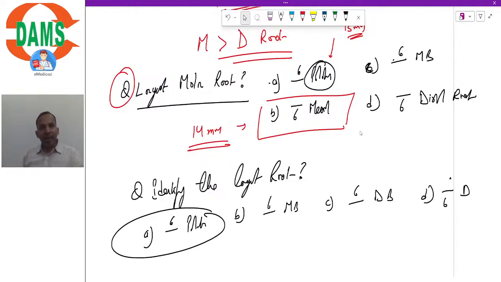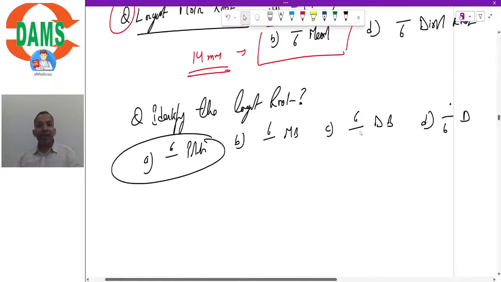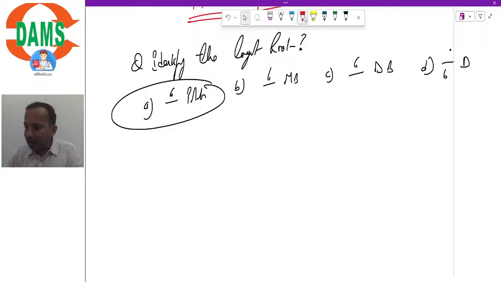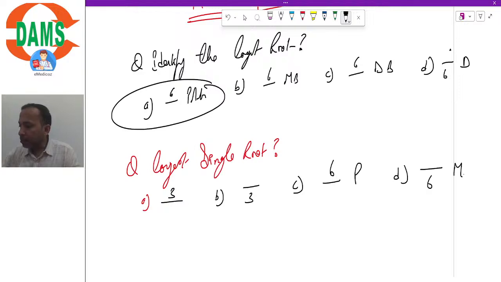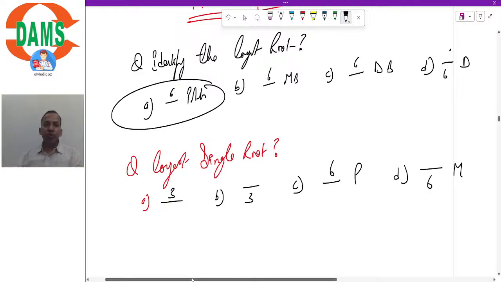That is not true. That is the largest maxillary molar root. If we are looking for the largest molar root, that would be lower 6 mesial, and if we are looking for the largest single root, right, largest single root. Similarly, if the third question is which is the largest single root, and let's say the options are upper 3, lower 3, upper 6 palatal, and lower 6 mesial. Now which option would you choose?